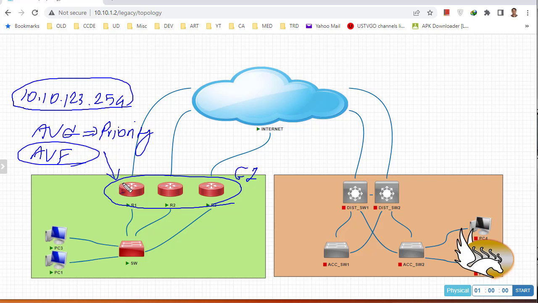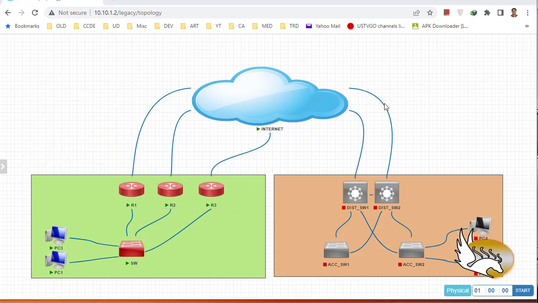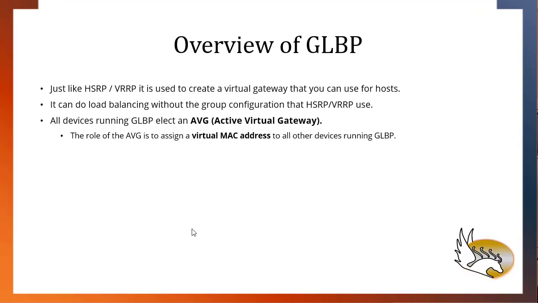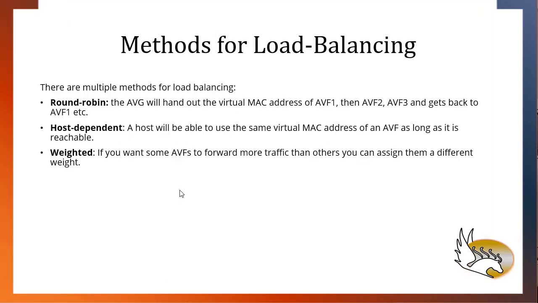The other interesting feature that we have here in GLBP, and you do not really see this in other protocols, because in other protocols, as a matter of fact, only one of the routers is going to be in forwarding mode. But here, we have all the routers in forwarding mode. So that feature is going to be load balancing. And this means that I can decide how many packets are going to be handled by which router. There are three different forms of load balancing.